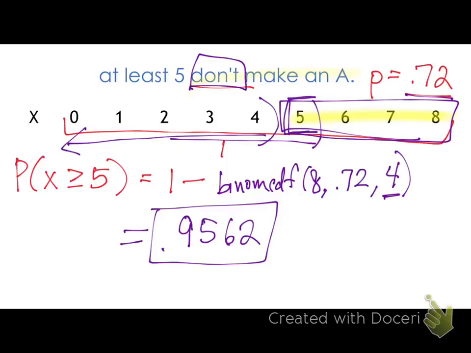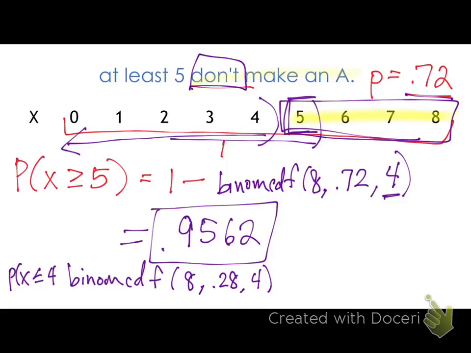Another thing you could do is you could do binomial CDF of 8, 0.28, and 4. And that would be the probability that x is less than or equal to 4. Because if at least 5 don't make an A, then that means that no more than 4 would make an A. So you're just switching the probabilities. Any way that you want to think about it, you would end up getting the same answer. So there's several different ways that you can approach binomial distributions, but with a lot of practice, this should come easier to you.